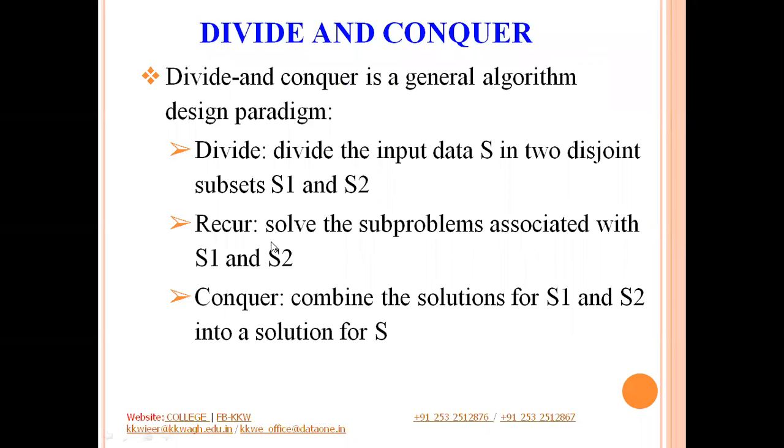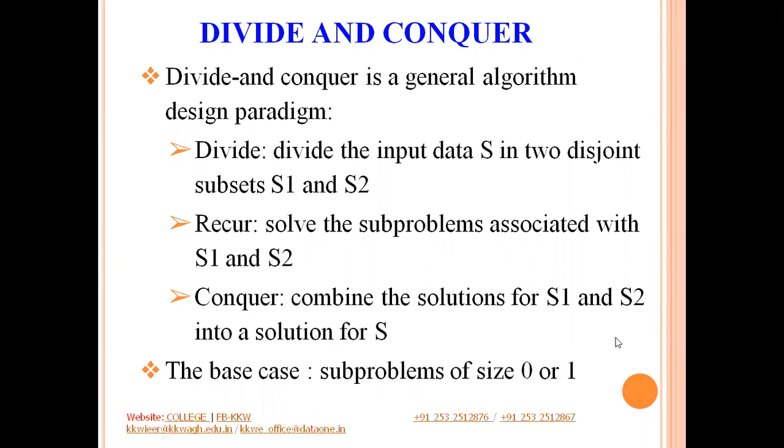Once both the subproblems have been solved, the final phase is conquer. In this phase, we combine the solution obtained from S1 with the solution obtained from S2, and we finally get the solution for the problem S. So this is the general divide and conquer approach. Any algorithm solved using this approach will by and large be divided into these three steps: divide, recur, and conquer. Now we will start with the merge sort algorithm.